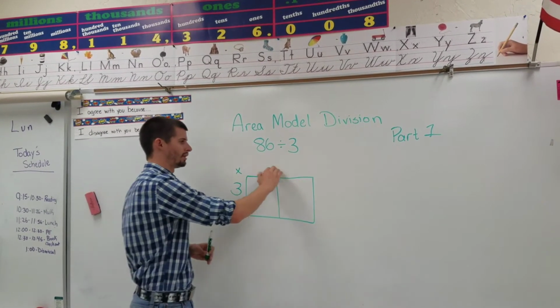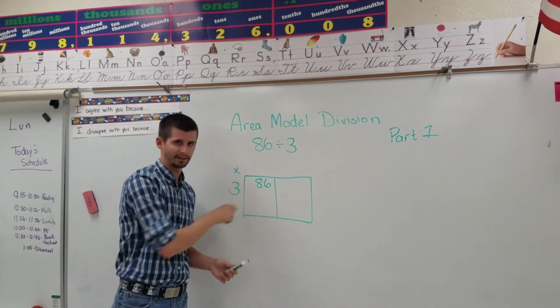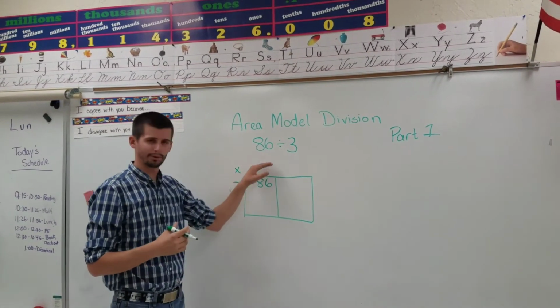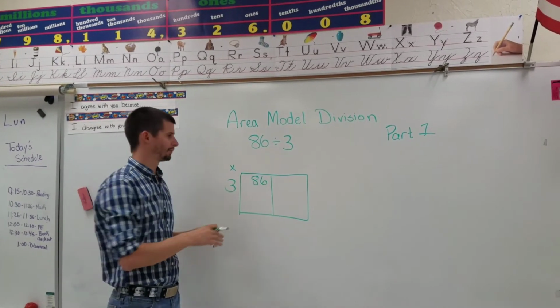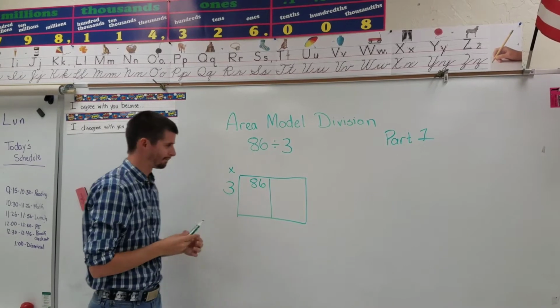So I don't know what this number is. I know that 3 multiplied by something gives us 86. This is what we're trying to figure out, what numbers go up top. So when we did multiplication, we were trying to figure out what's in the middle. Now we're trying to figure out what's on the top.